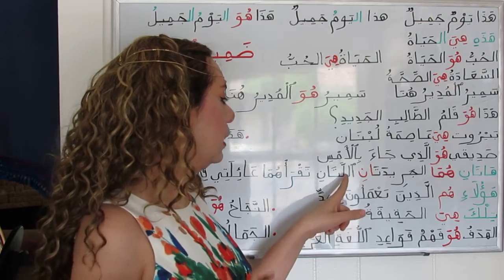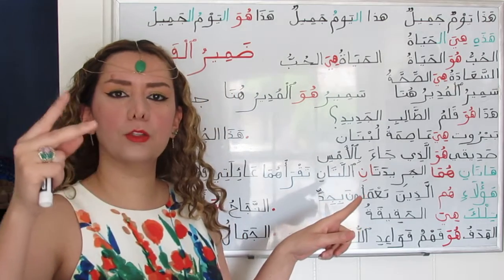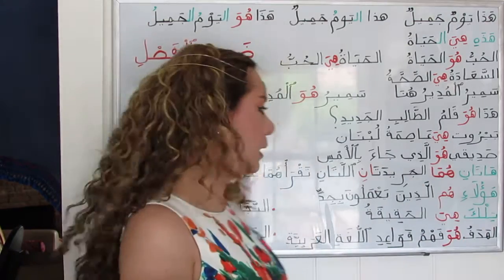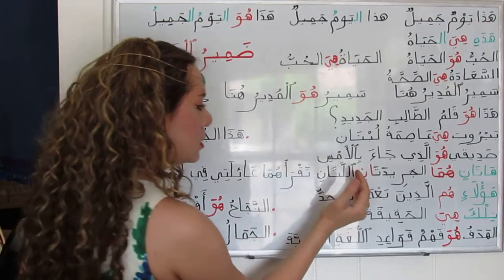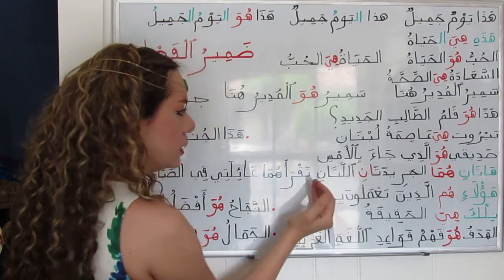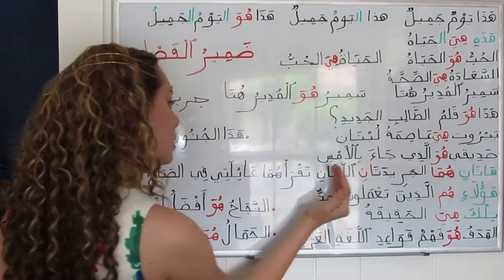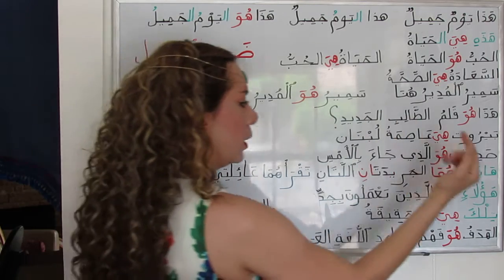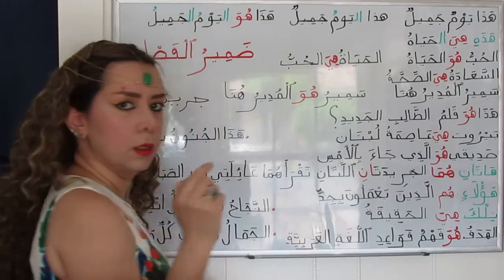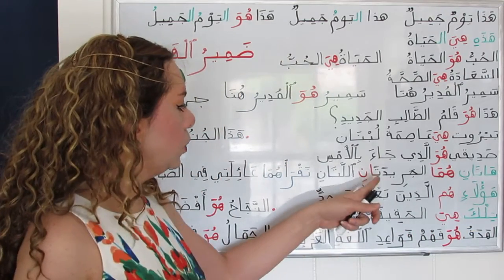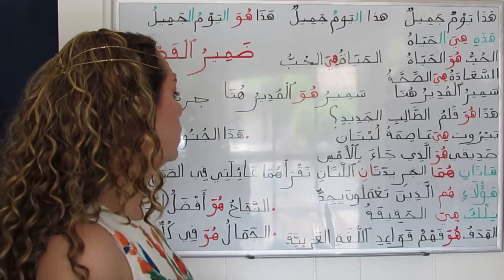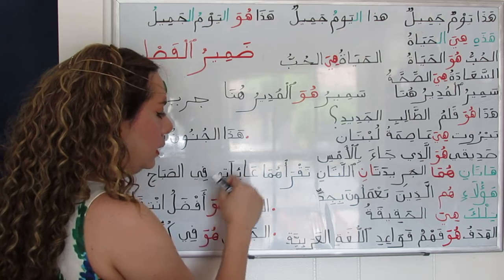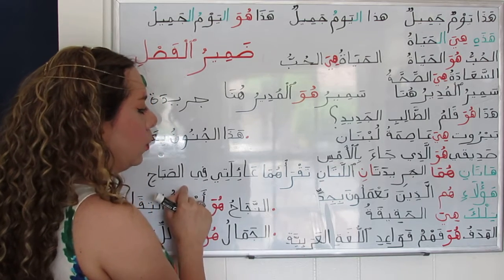اللتان is a relative pronoun referring to feminine dual matching جريدتان matching هاتان. So the relative clause starts from here. اللتان. So this is the subject and this is the relative phrase. So these two newspapers are the ones which my family reads in the morning.